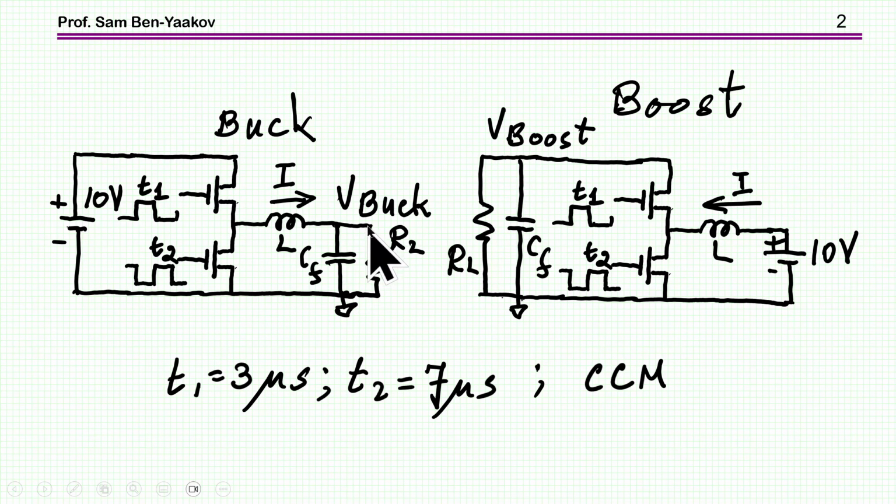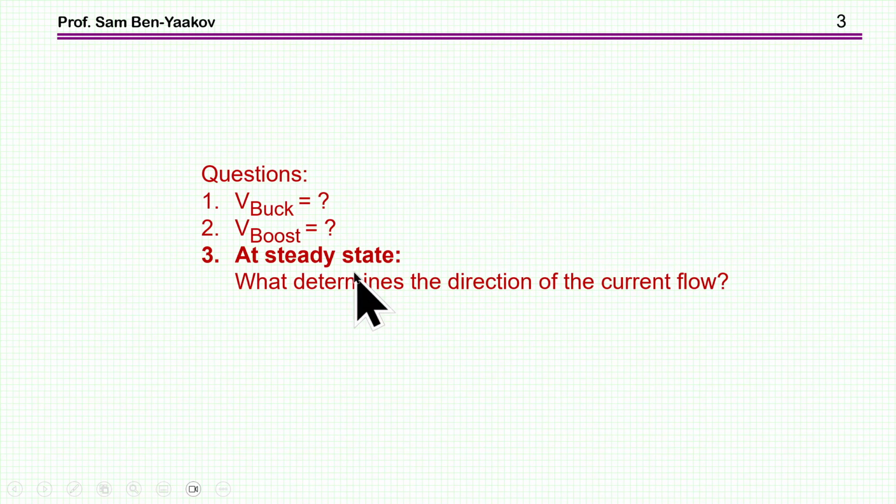And then you have a voltage here and here. At steady state, there are DC voltages there. And yet, in this case, the current goes in this direction, and in what we call the buck, the current goes in this direction. So the question is, what is determining, or what is the process, or how can you explain in an intuitive way the direction of the current? So here are the specific questions. What are the voltages? And at steady state, what determines the direction of the current flow?